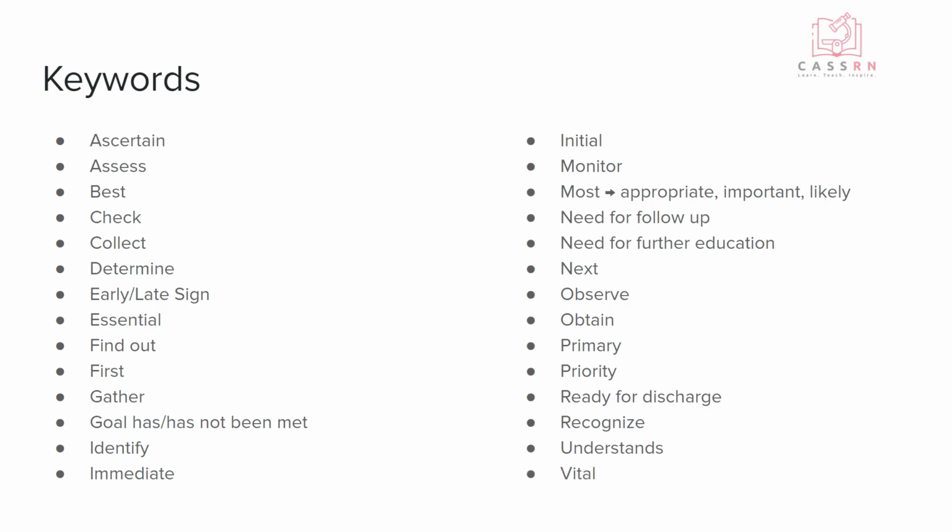So go through and look at keywords and understand what those are going to mean. Like I said, a lot of these mean the same thing, but you need to recognize those in a sentence in order to be able to see what your prioritization strategy needs to be.